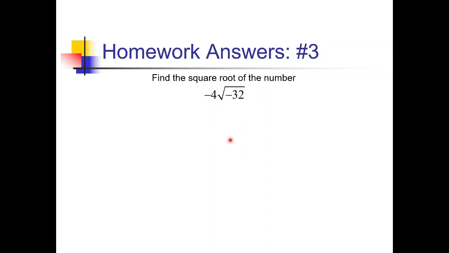For this problem, I'm trying to find the square root of this number, or at least simplify the radical. So let's take out an i to begin with. That'll give us -4i radical 32. And then we just need to split up that 32. 32, we can break it up into a perfect square of 16 times 2. Square root of 16 is 4. 4 times -4i is -16i. And then we have that radical 2 along for the ride.